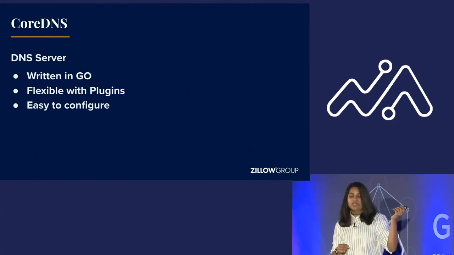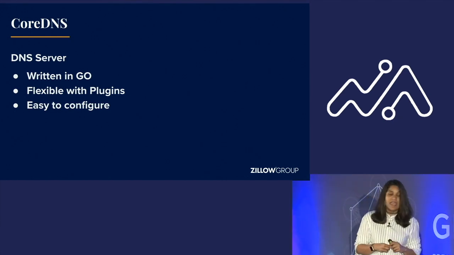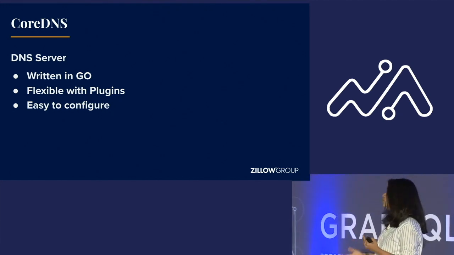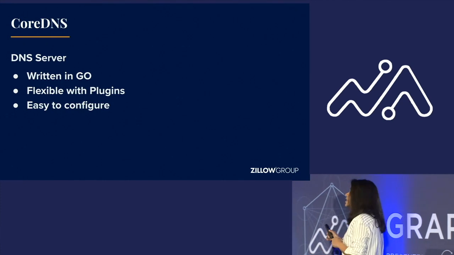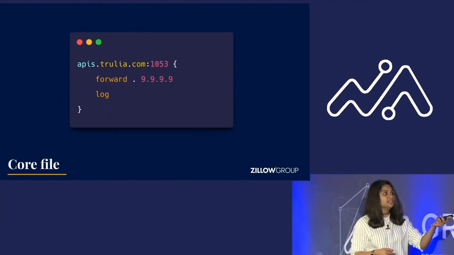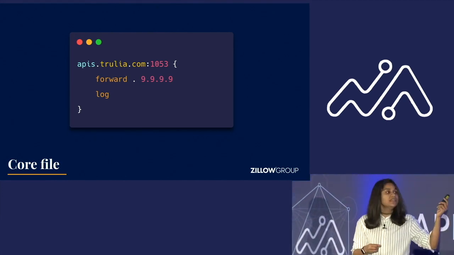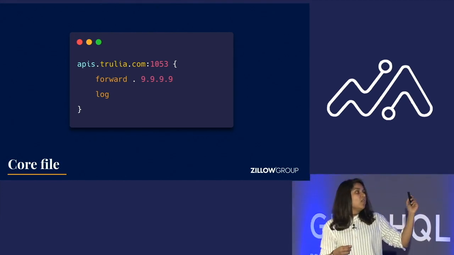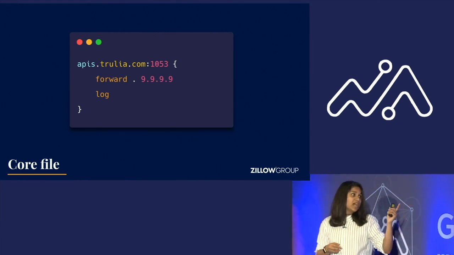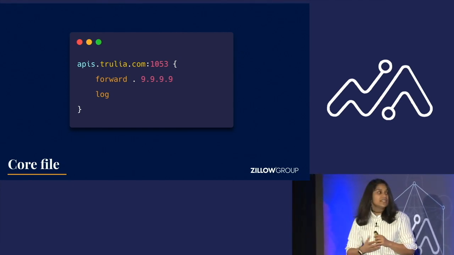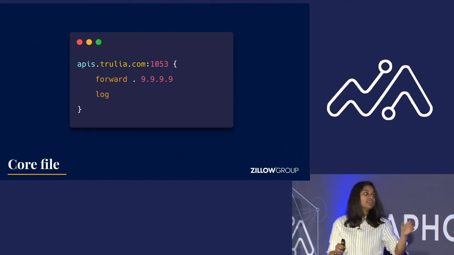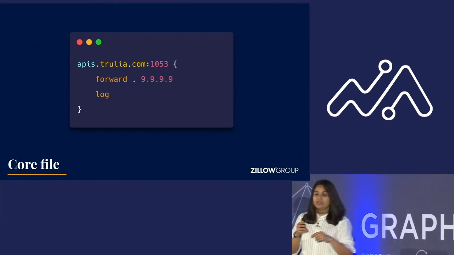This is the DNS server we use. It's called CoreDNS, and it's written in Go. All the functionality is outsourced to plugins, so it's easy to remove something or add something, and it's very simple to configure. So in our setup, you can just define core files, and these are how they're defined. So here we're telling CoreDNS all requests to apis.trulia.com should be forwarded to 9.9.9.9, so a different DNS server. And we can also turn on DNS logging, like every query is logged, by adding the simple word log.